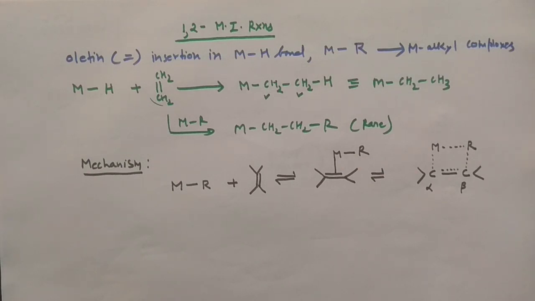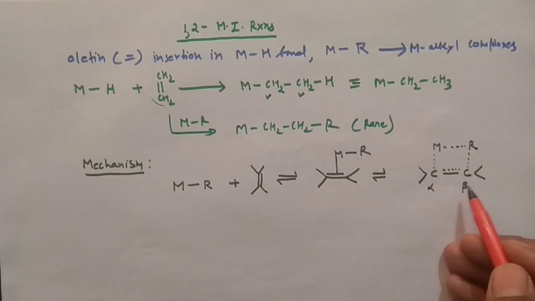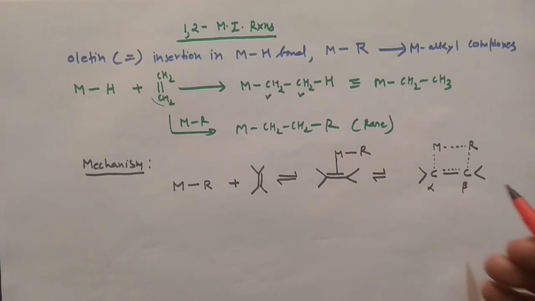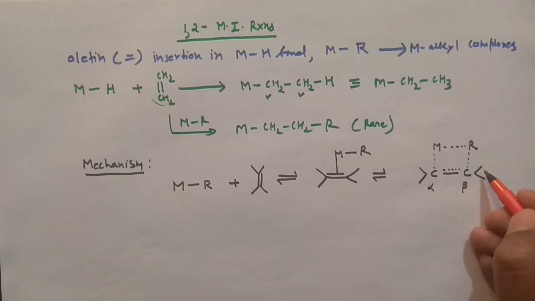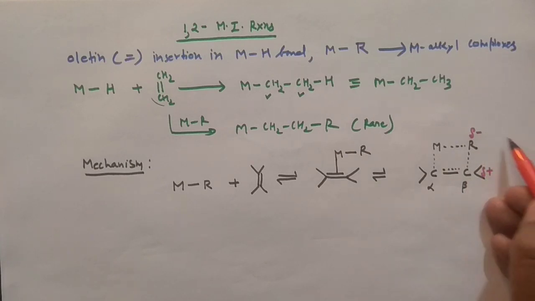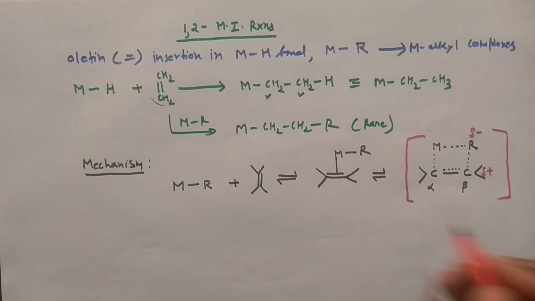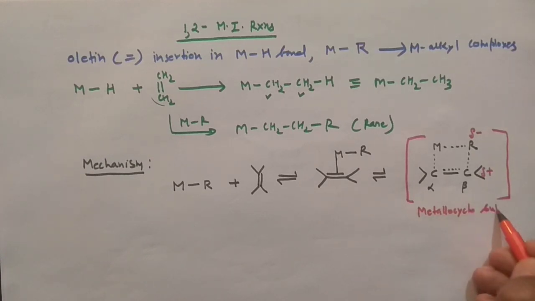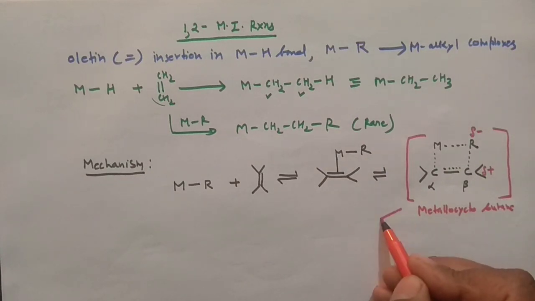When you draw this particular mechanism, you should know that the carbon connected to the metal is the alpha carbon, and the next carbon is the beta carbon. This beta carbon shares the electron with the R, so it will develop a partial positive charge, and the R group has a partial negative charge, because it is getting the electron. So this is your transition state, and it is a metallocyclobutane.